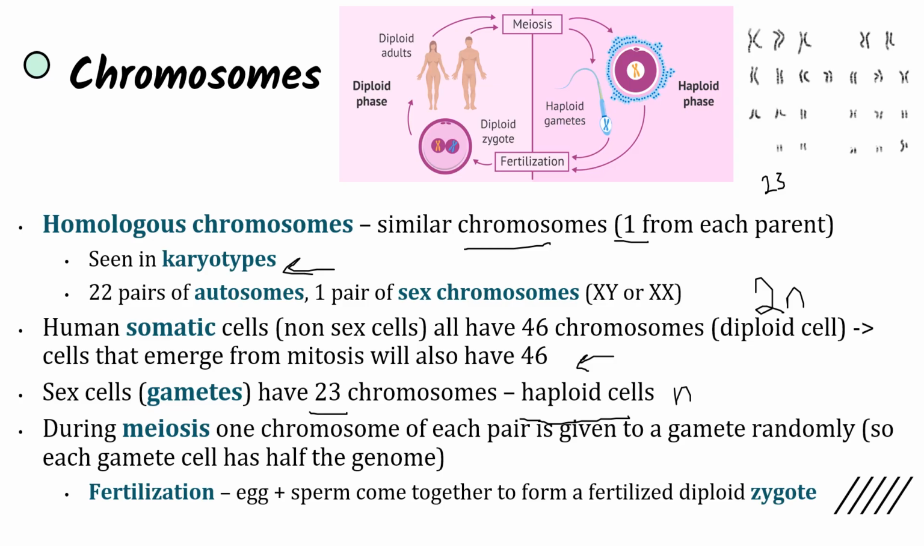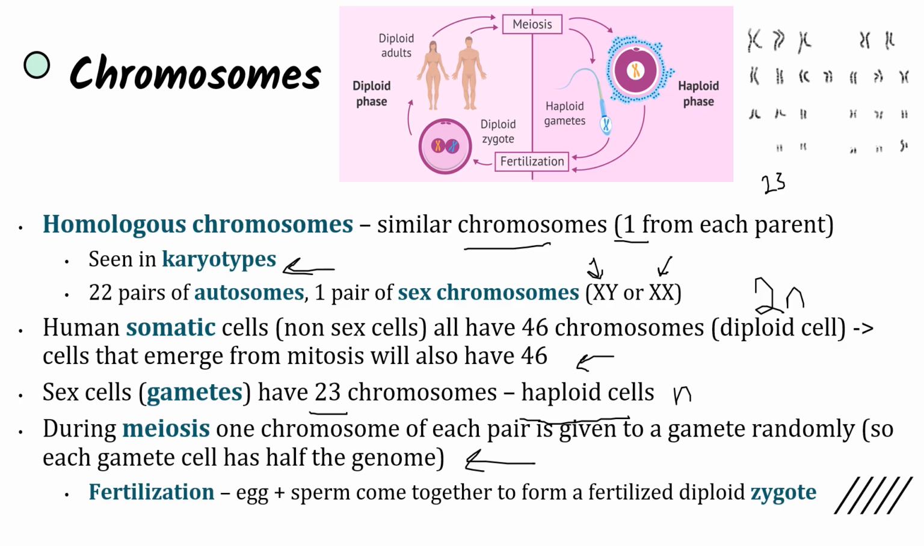It's important to remember that from these 23 pairs, 22 of them are autosomes, which are non-sex determining chromosomes, while pair 23 is a sex-linked chromosome, such as an XY or XX, that determines the person's sex when they're born. During meiosis, one chromosome of each pair is given to a gamete randomly, so each gamete cell has half of the genome.